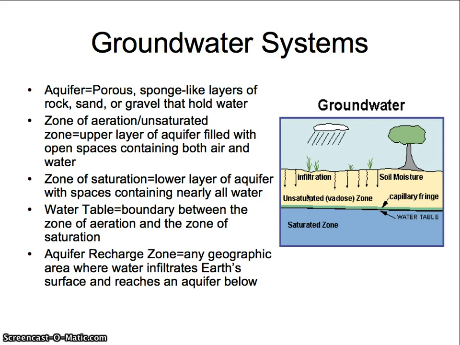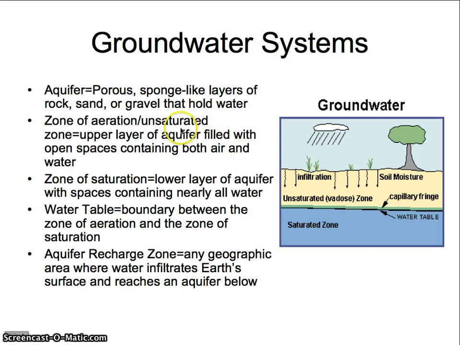You drill down into the zone of saturation, and then you use a pump to bring up the water into your house. So that goes into this system here. You have a couple of different zones. You have the zone of aeration, also called unsaturation, meaning there's air there.